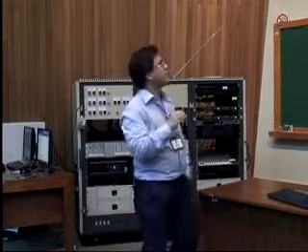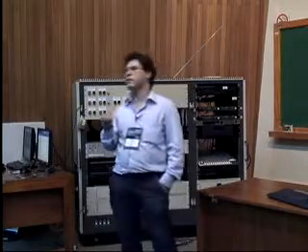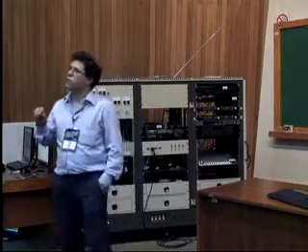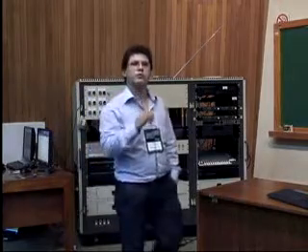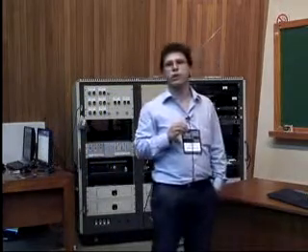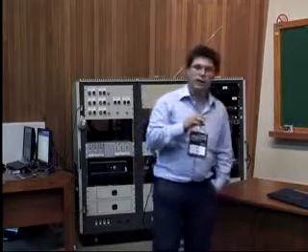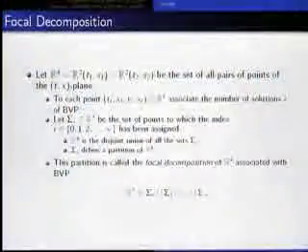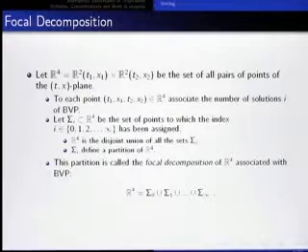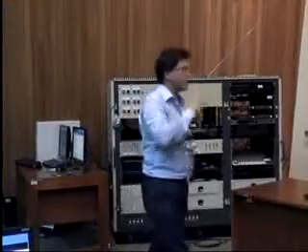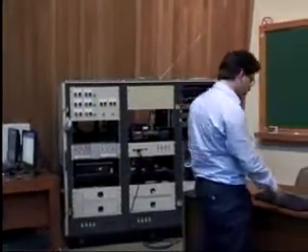So let's give to each point an index i, the number of solutions to the boundary value problem. Then we define sigma i to be the set in R4 to which we can associate i solutions to that boundary value problem. Then R4 is the disjoint union of these sets sigma i. So the sigma i define a partition of R4, and this partition is called the focal decomposition of R4, associated with the boundary value problem I've shown you before.